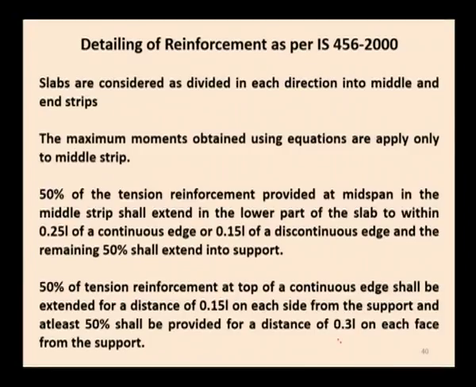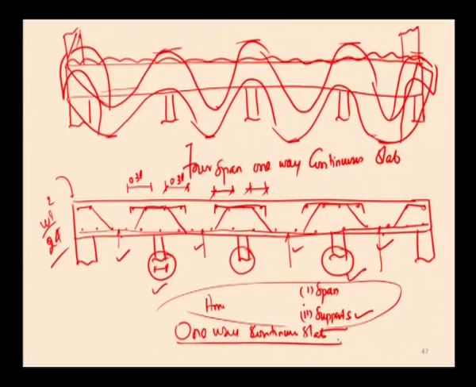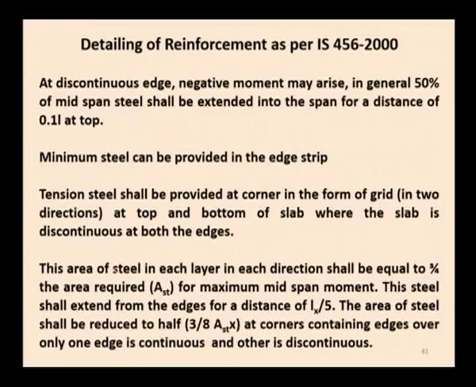50% of tension reinforcement provided at the mid span in the middle strip shall extend in the lower part of the slab. In the case of continuous slab, this reinforcement has to be cranked 0.25 L from the center of the support. That is, this has to be cranked at 0.25 L on either side of the center of the support and bring it to the top. But at the edge one, it has to be cranked at 0.15 L from the center of the support. This is given in the IS 456 2000.